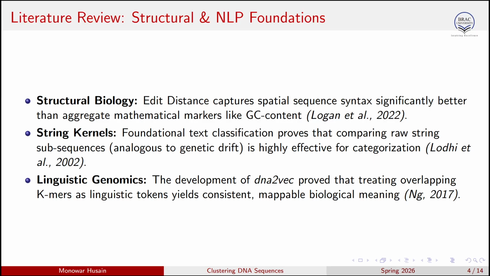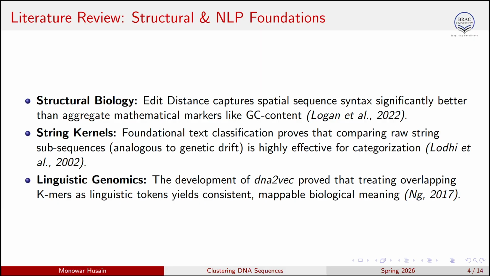Before I started coding, I needed to make sure my theory was backed by literature. I found three fundamental concepts. First, Logan et al. demonstrated that edit distance, which basically measures how many edits it takes to turn one string of text into another, captures sequence syntax significantly better than aggregate math like GC content. Second, Lodi et al. proved through their work on string kernels that comparing raw string subsequences is a highly effective way to categorize the text.